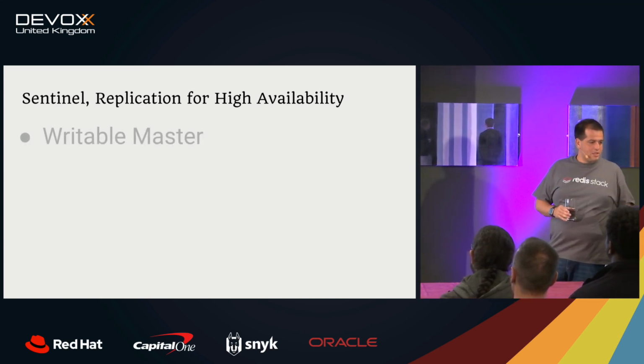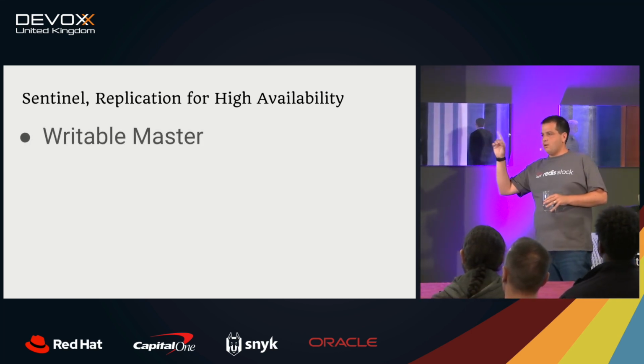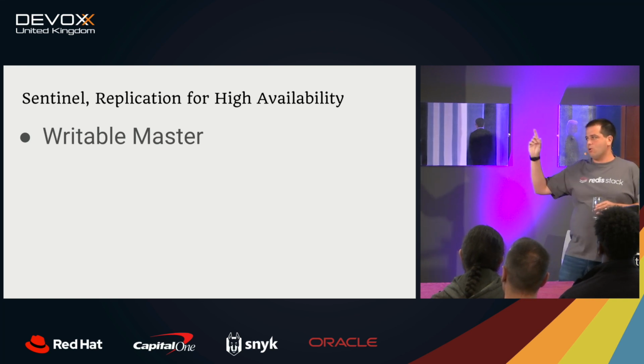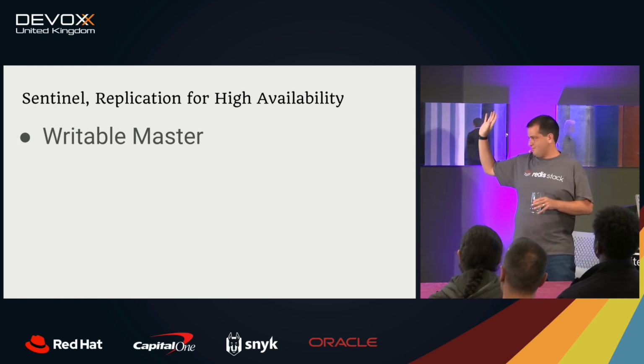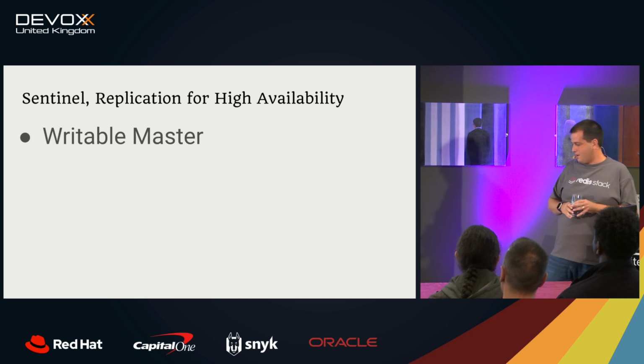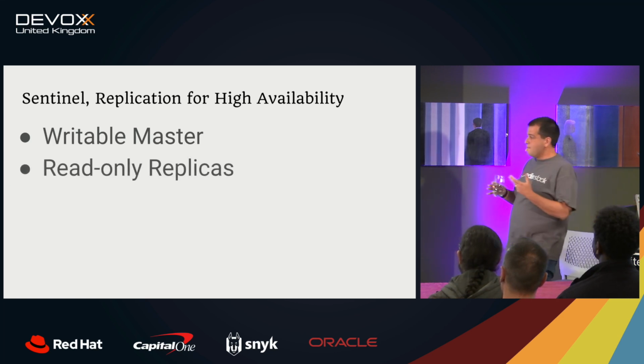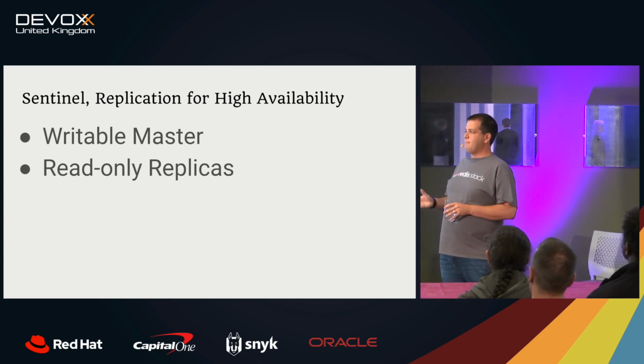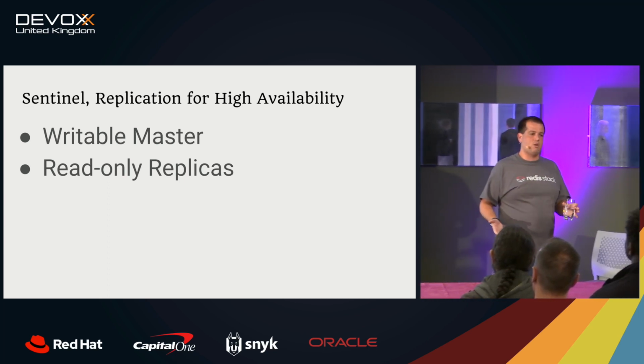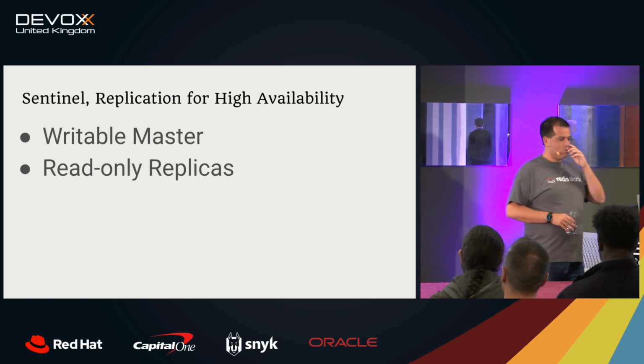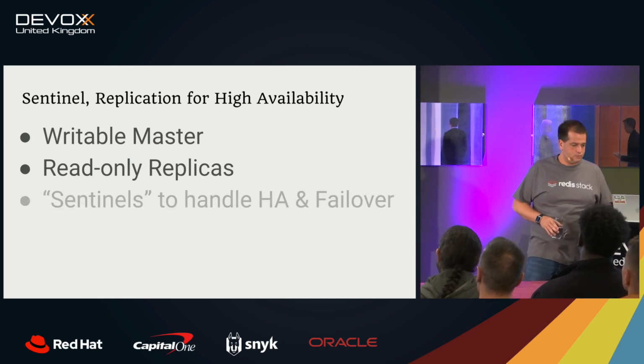So a Redis Sentinel has one writable primary, or we use the term master. Not going to get into that whole thing, but we use the term master. So one writable master, and then you have many read-only replicas. So you can replicate a Redis instance many times to use this with Sentinel.